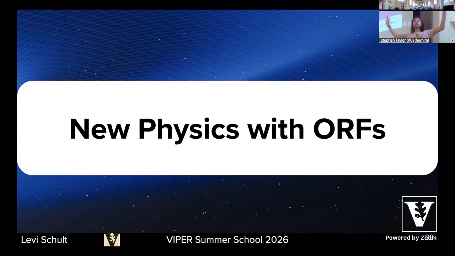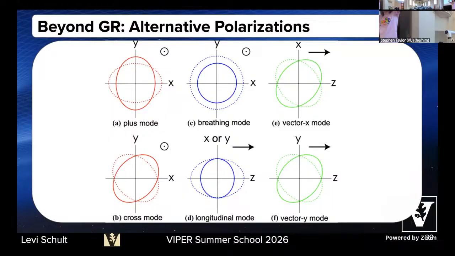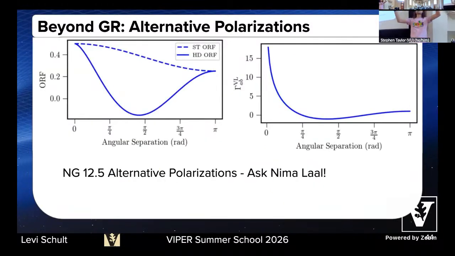There's also all of the new physics we talked about this morning, right? Kristen introduced to us the breathing mode, the longitudinal mode, and the vector X and vector Y modes. So these will create their own specialized overlap reduction functions. These are from the NANOGrav 12.5-year search for non-Einsteinian modes. In the solid blue on the left, you're seeing the Hellings-Downs ORF that we know and love. And then in the dashed line, you're seeing the scalar tensor mode. And on the right, you're seeing the one from the vector longitudinal.